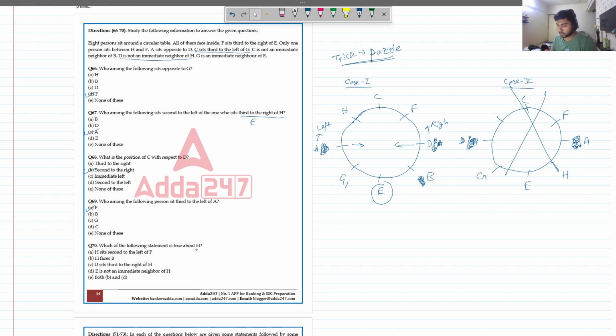Okay, let's see the statements. H sits second to the left of F. H sits second. F is looking inside. This is the left side, first, second. So this is true. H faces B. H faces B. That is true. H sits second to the left of F. H does face B.